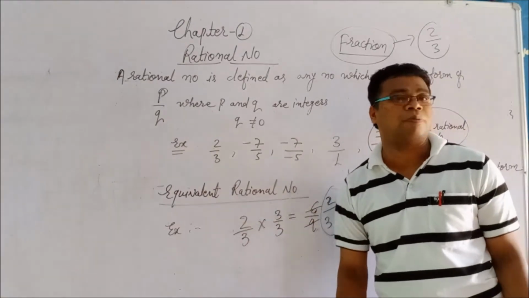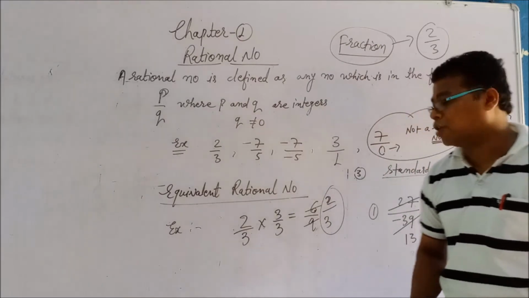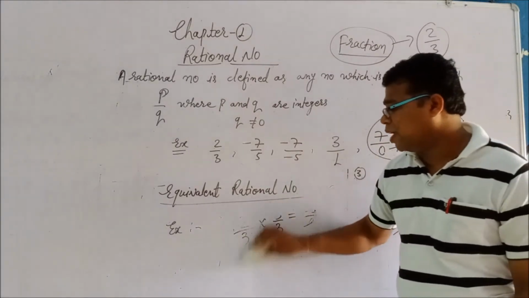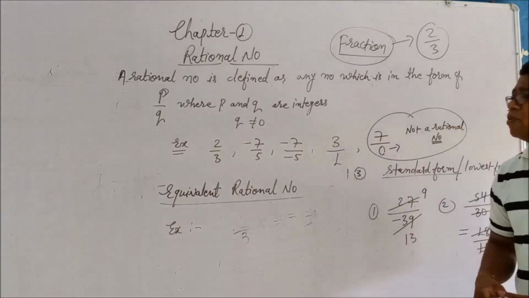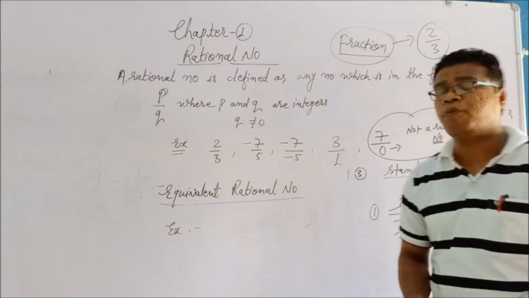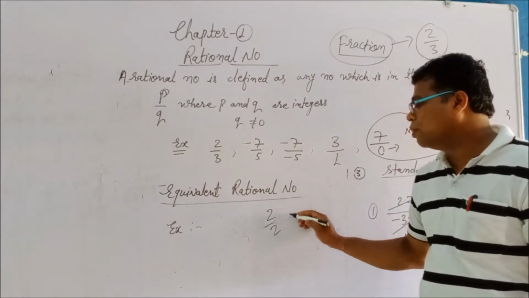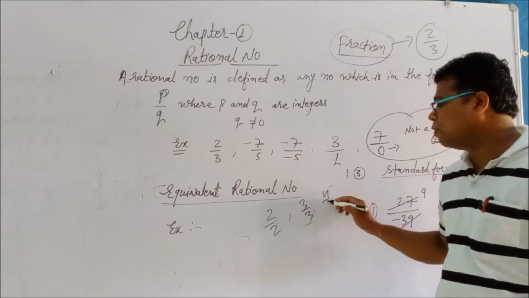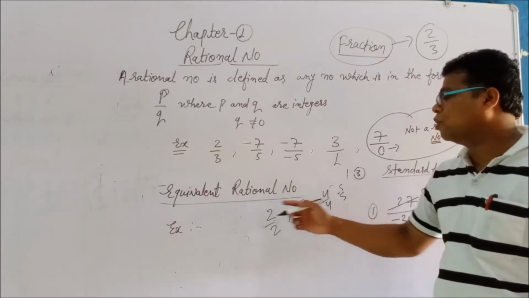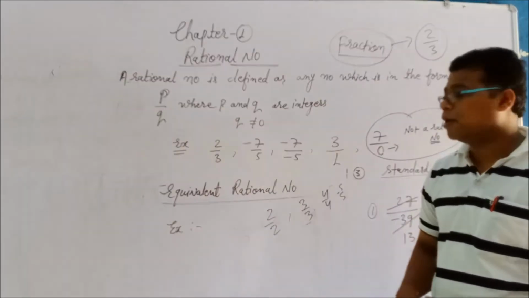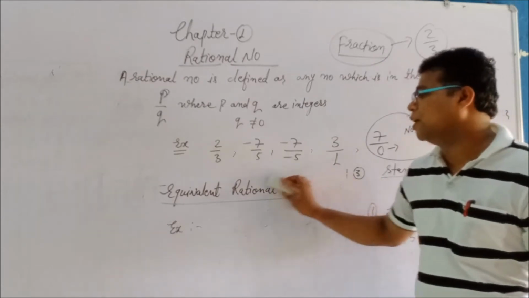So this is the concept behind equivalent rational numbers. We have to just multiply 2 upon 2, same like that, 3 upon 3, 4 upon 4, 5 upon 5, both with the numerator and with the denominator. So this is the concept behind equivalent rational numbers.